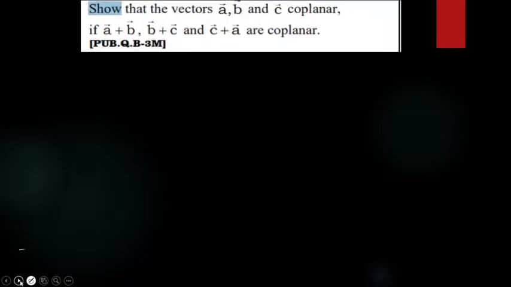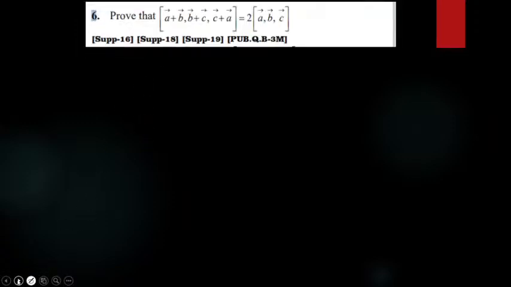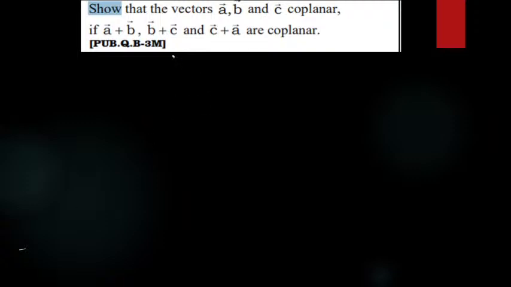Proofs, ideally remember, whenever you get proofs, things go differently. So here is the question, and the same question is asked like this also. Look at it: prove that [a plus b, b plus c, c plus a] is equal to 2 times [a b c]. The same question is asked as: show that a, b, c are coplanar if a plus b, b plus c and c plus a are coplanar.